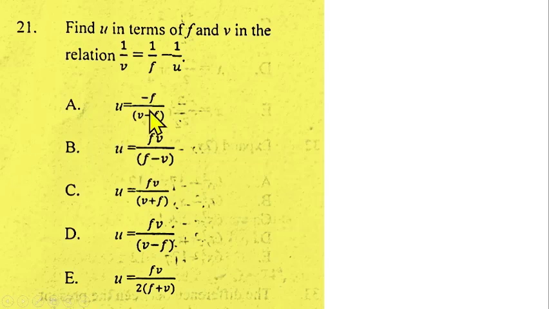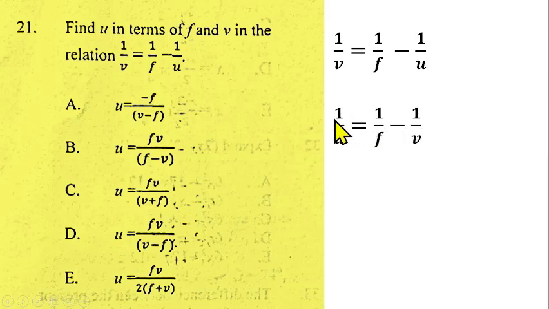Question number 21 is from the subject of the formula. We have to find u in terms of f and v in the relation 1 over v equals 1 over f minus 1 over u. Like I said, we have to make u the subject of the formula here. So if you write out the equation given to us, I can collect like terms. I can take 1 over u to this side and take 1 over v back here. So that gives us 1 over u equals 1 over f minus 1 over v.